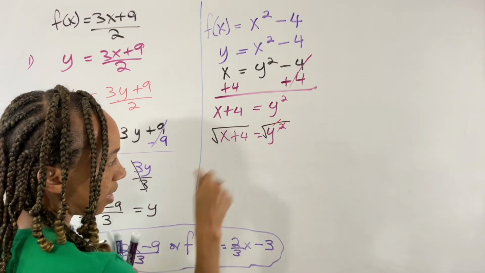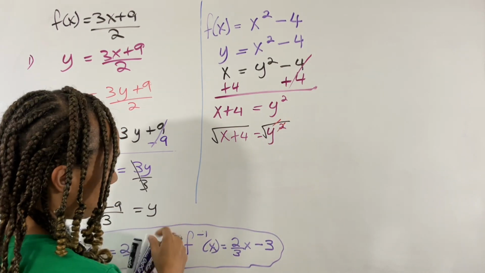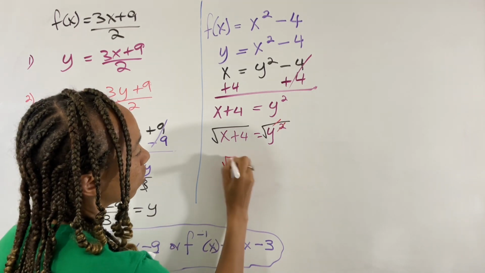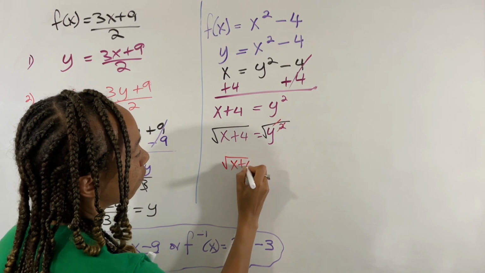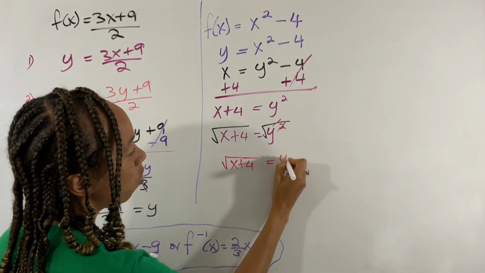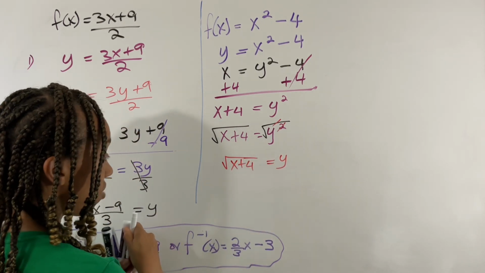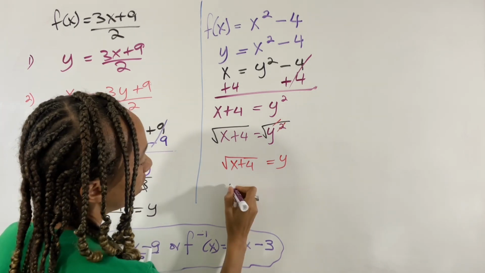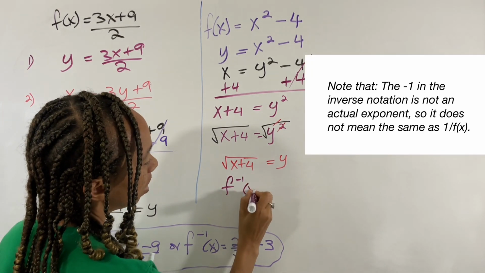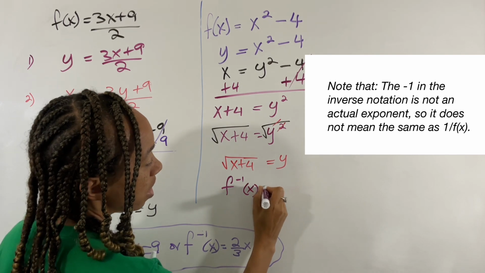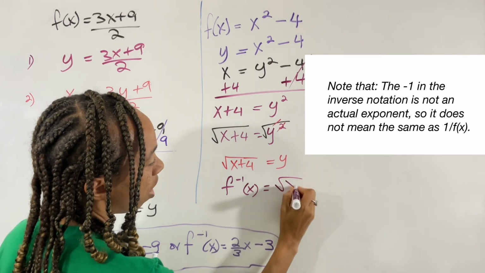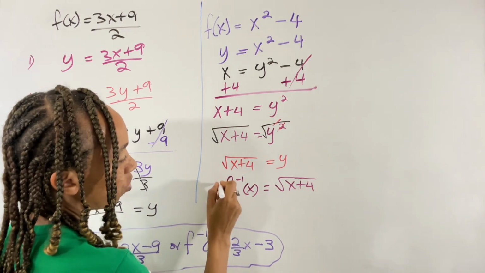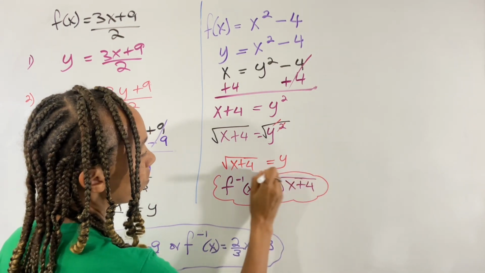So once you get rid of the exponent right there, then you will end up with the square root of x plus 4 equal y. And we must rewrite this with the notation for the inverse, which is f negative 1 of x equal square root of x plus 4. Okay? And this would be your answer.